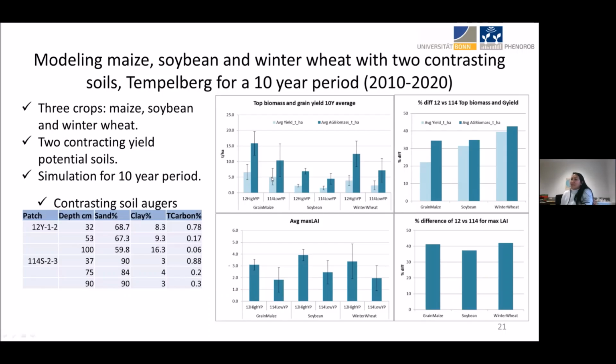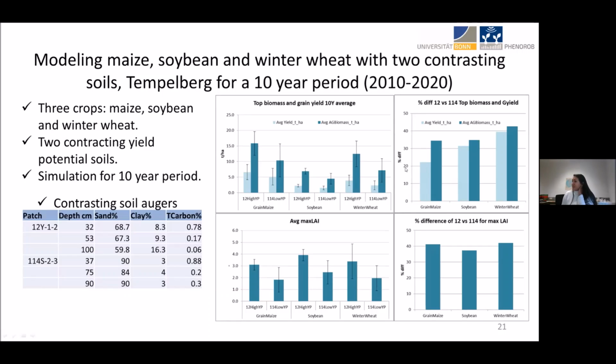So you can see that typically the high yield potential tends to accumulate more biomass and also more grain yield by the end of the season for the three crops. And then as for the percent differences, we can see that the lower differences were observed in the grain maize, but the soybean and the winter wheat tend to show even larger differences.